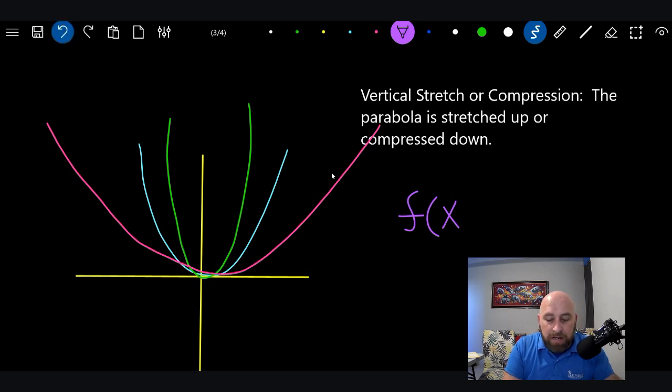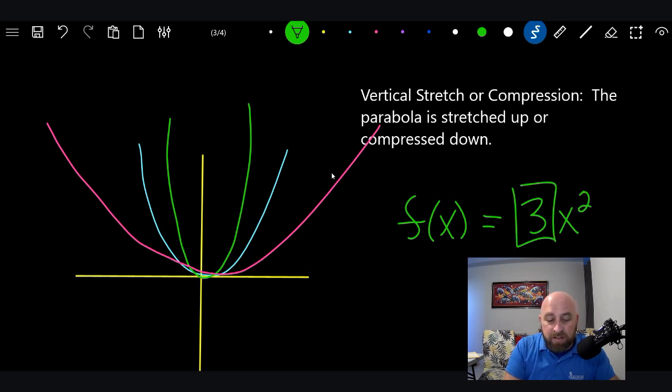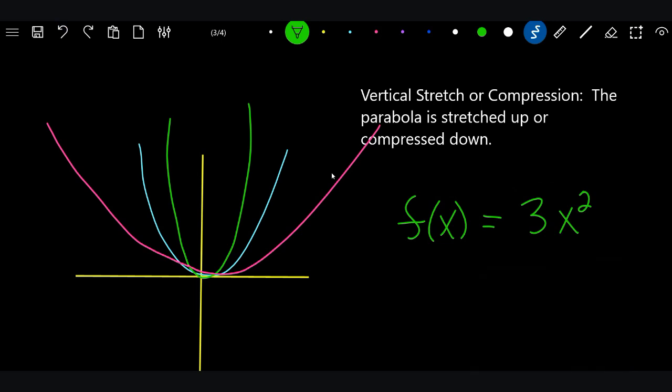Actually, let me write it in the color that I did it in so you'll be able to see it. So the stretch is the function of x equals 3x squared. Notice this number right here. What that does is the bigger the number, the bigger the stretch. So if it was a 2, then the stretch would be smaller than the 3.